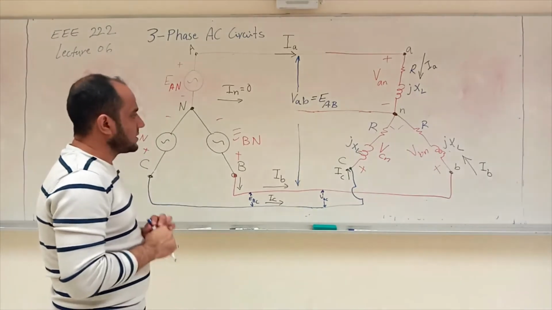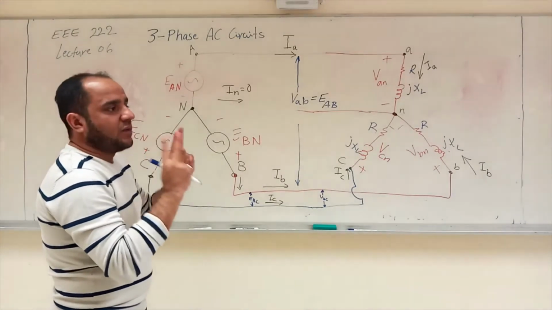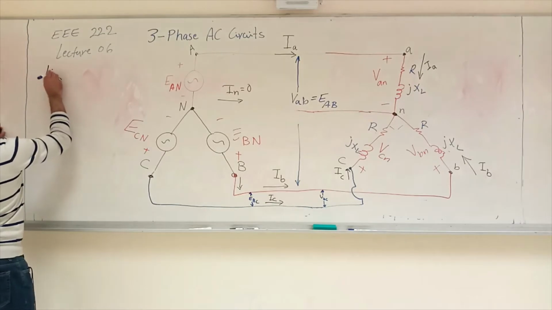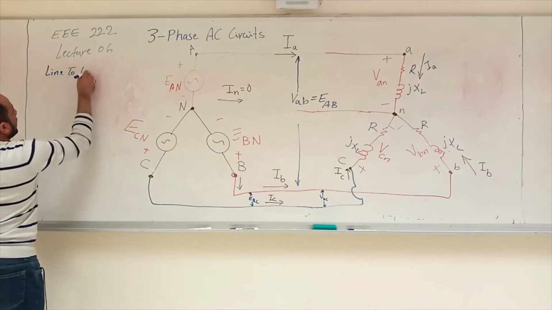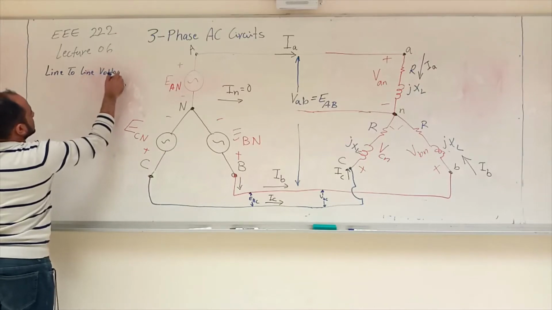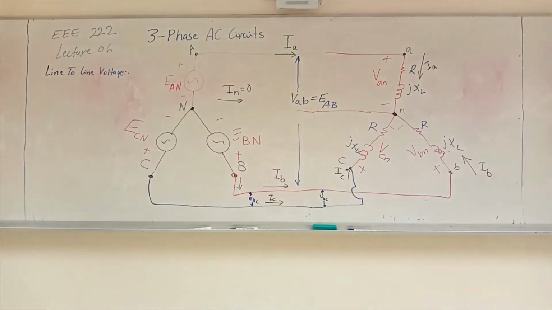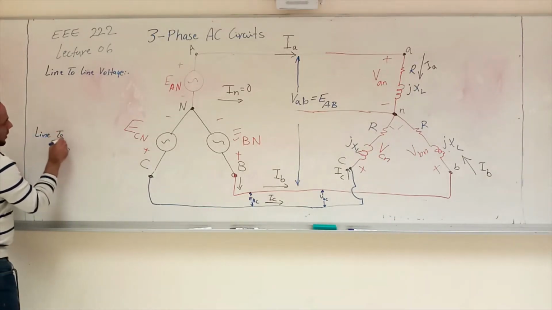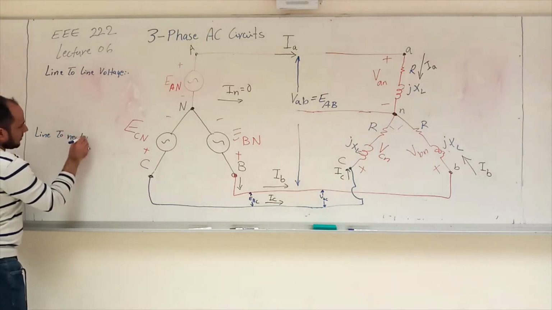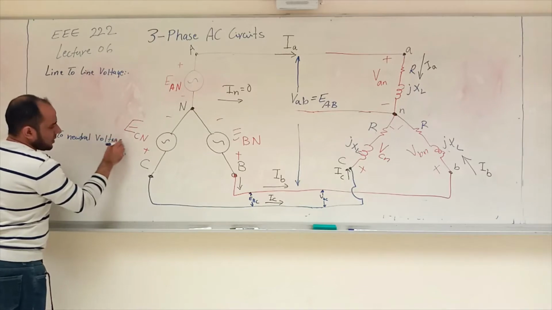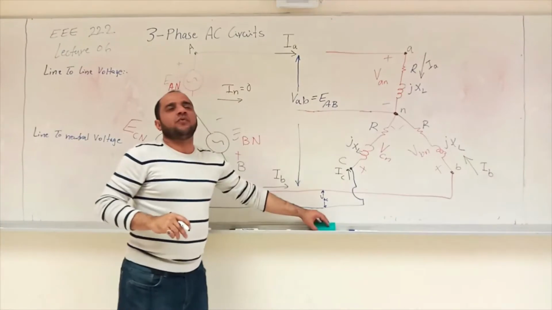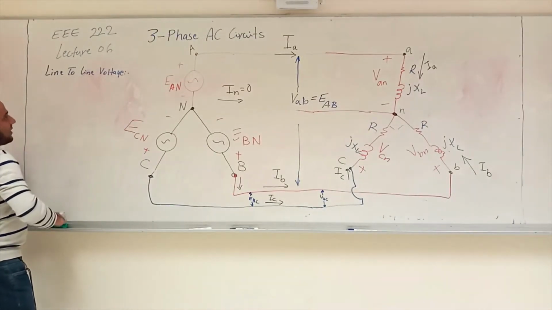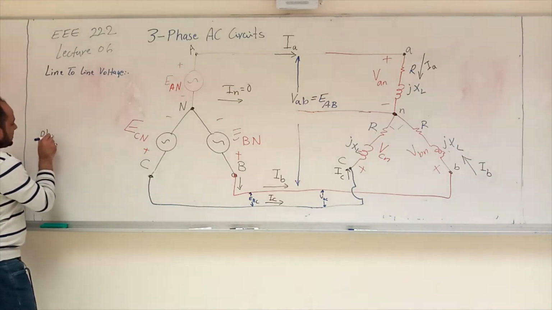What is the key point here? The key point here is to identify two types of voltages. The first type is line to line voltage. And the other type is called line to neutral voltages, or simply we call them phase voltages. For simplicity, they are known as phase voltages.